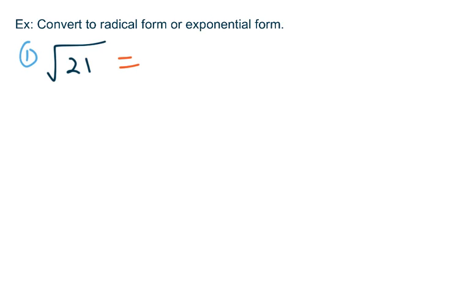The number here, if you don't see it, remember it's 2. So it's going to be 21. The number underneath is your base. And then the square root is the same as the 1/2 power. So 21 to the 1/2 power is your answer there for number 1.